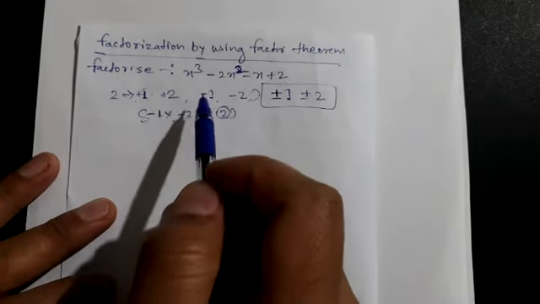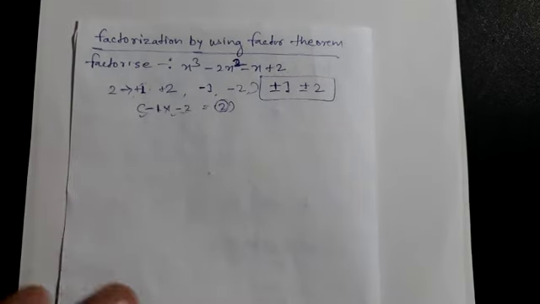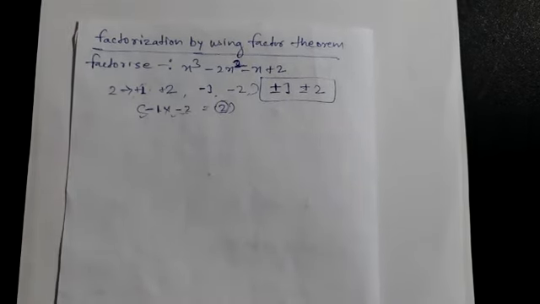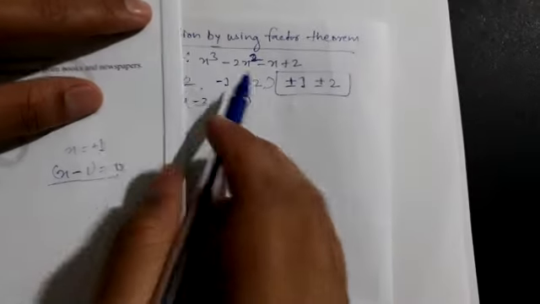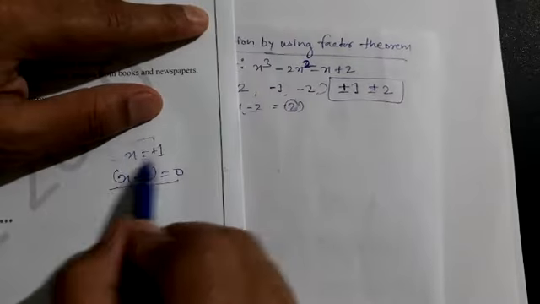If it is giving us 0, then okay. It means if x equal to plus 1 makes this polynomial 0, then x minus 1 is equal to 0, or x minus 1 will be one factor of the given polynomial. Clear this or not? If x equal to plus 1 is giving you 0, then it is okay. Otherwise, if it is not giving you 0, we will move further.